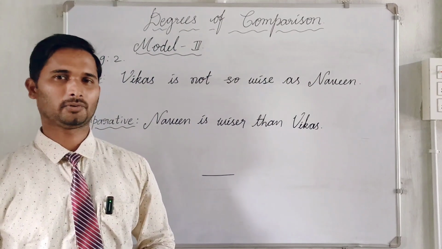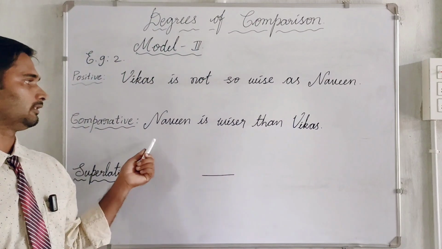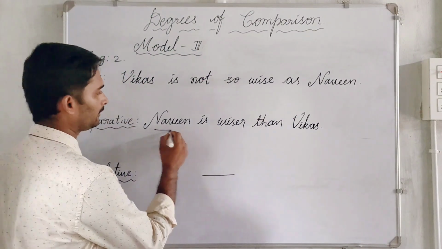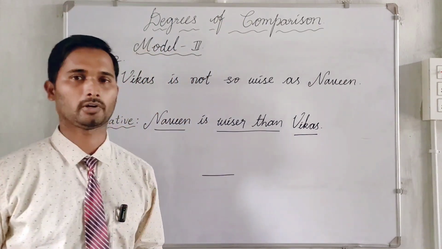Model 3. Let us see some more examples. Vikas is not so wise as Naveen. Comparative form: Naveen is wiser than Vikas. Comparison is made only between two people, Naveen and Vikas. Wiser than is a key point.